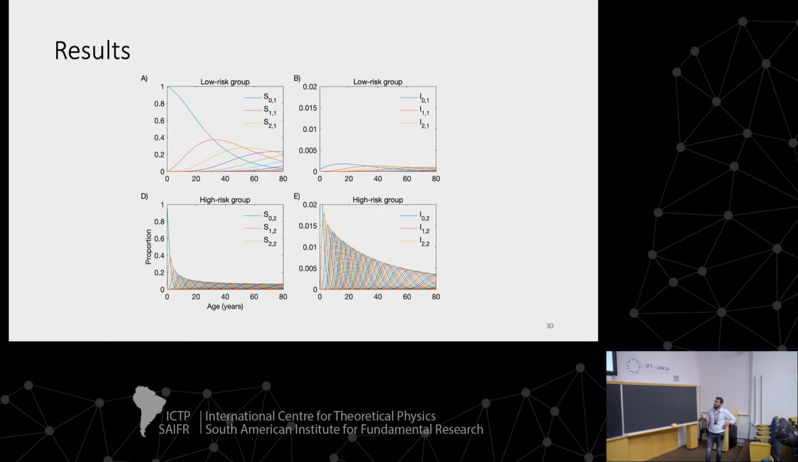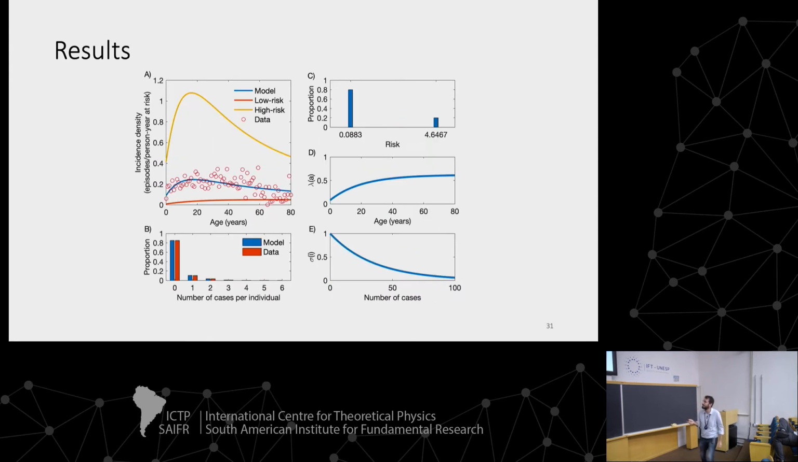And if we see the dynamics of our model, we can see that in the low-risk group, people are moving through compartments really slowly. Here we have age, and here the proportion of people. So the naive people are decreasing really slowly, while in the high-risk group, people are moving really fast between compartments. Here we have susceptibles and infected individuals.